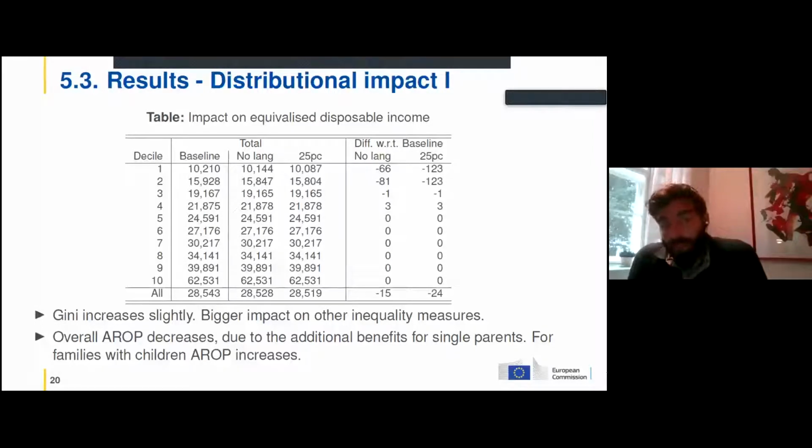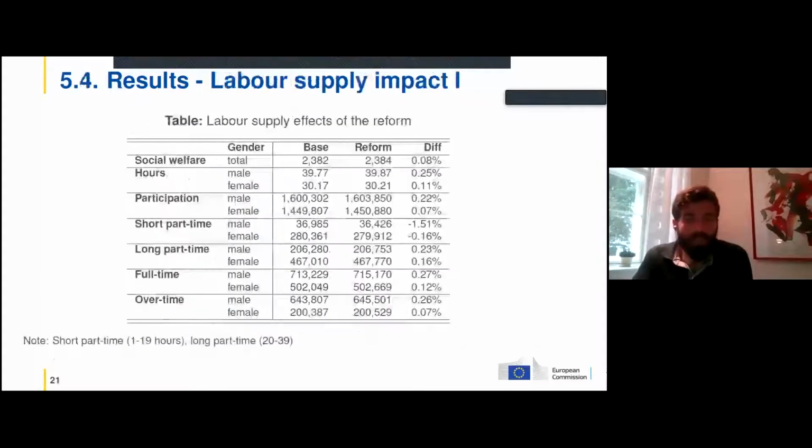And what we find when looking at socioeconomic indicators is that the Gini would increase slightly, which is not surprising, because we have a drop in income for low income earners, or in the low income deciles. Also the overall at-risk-of-poverty rate seems to decrease, but not significantly, and this is mainly due to the benefits for single parents. But overall, the rate for families with children, for example, increases. It's not surprising, because families with children lose substantial social assistance benefits.